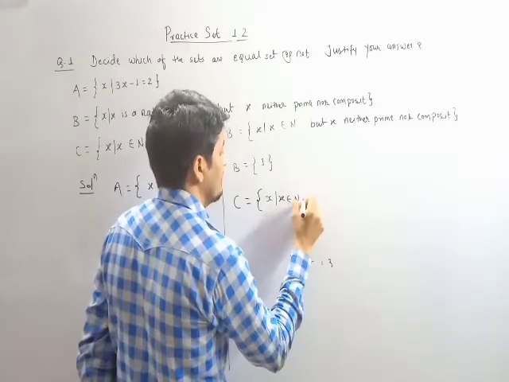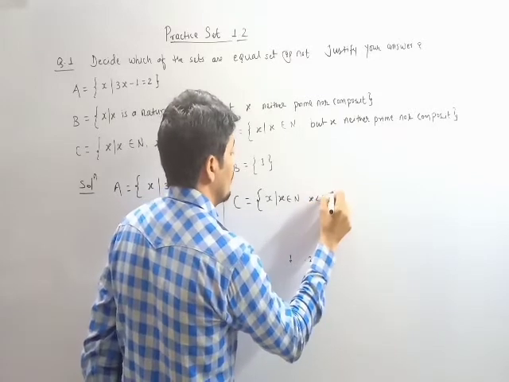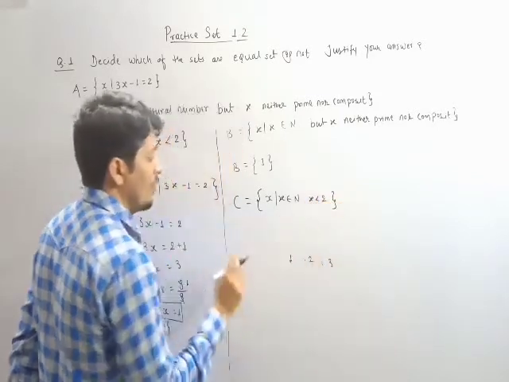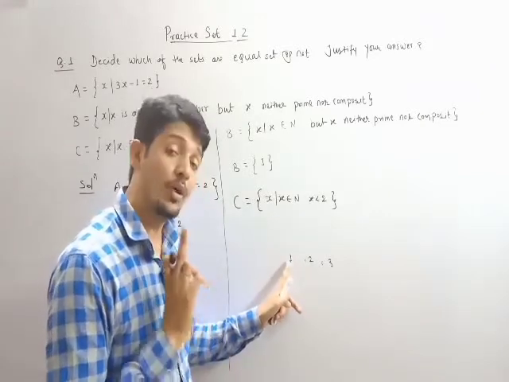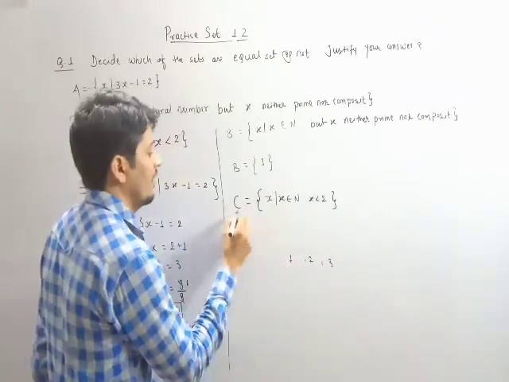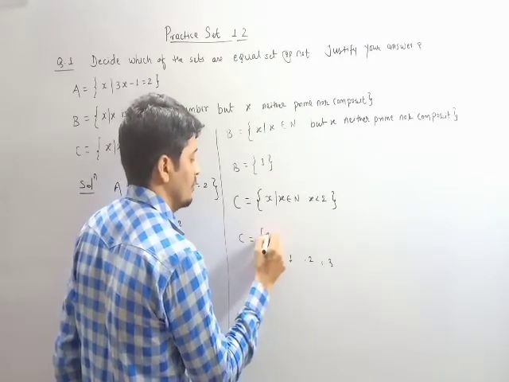So we have to identify which natural number is less than 2. That means we have 1 only. So we can write the set C in roster form as 1.